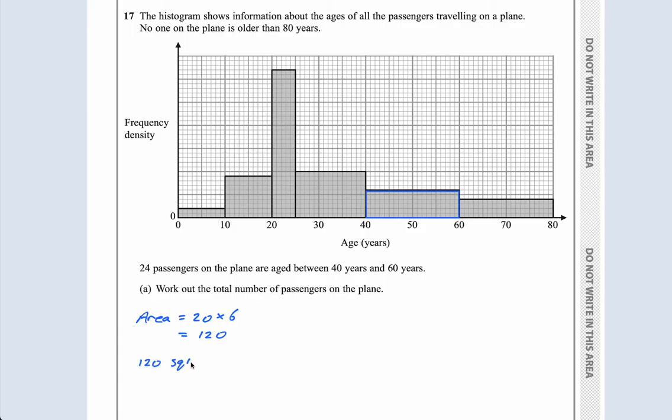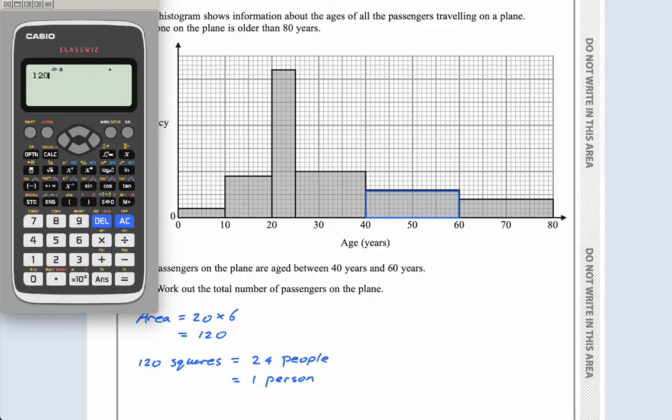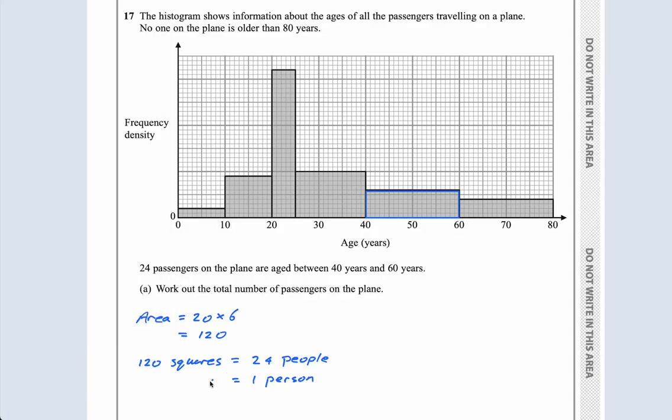So the 120 squares represents, or I'll write equals, 24 people or passengers. So one person is then going to be 120 divided by 24. So 120 divided by 24 gives me 5. Right, so this is the key to the whole question, guys. 5 little squares gives me one person. So let's find out in total how many little squares there are.